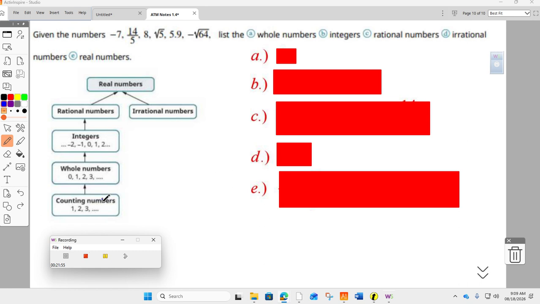Yeah, any 1/3, that's a fraction, right? Because that's a rational number. If you put it in the calculator, it's 0.3 repeating, right? So since that can be written as a fraction, that's a rational number, but it's not a counting number, a whole number, or an integer. Make sense? 0 is not a counting number, right? Negative 2 is an integer and also a rational number and a real number, right?